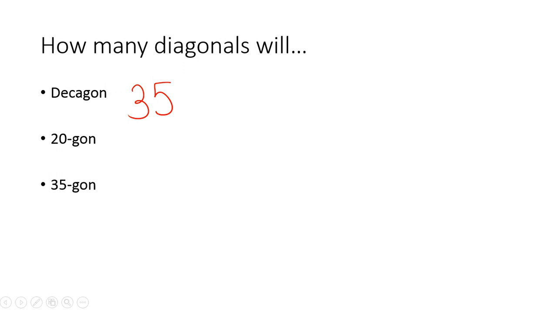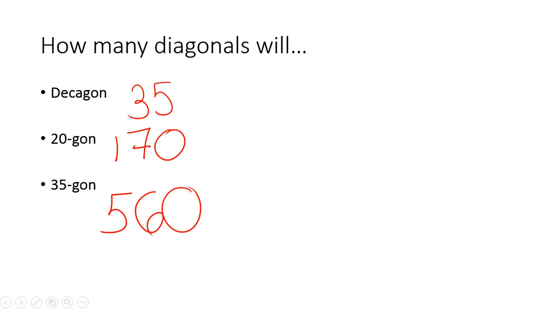The second one with 20 sides, we would take 20 and multiply it by 20 minus 3, which is 17, and then divide by 2, which gets us 170. So we end up with 170 for our 20-sided figure. And then for 35 sides, we end up with about 560.